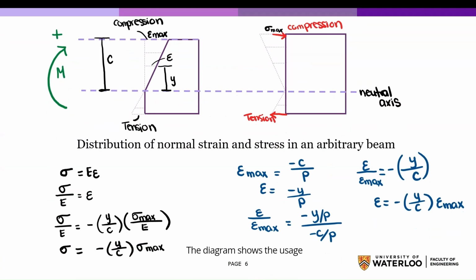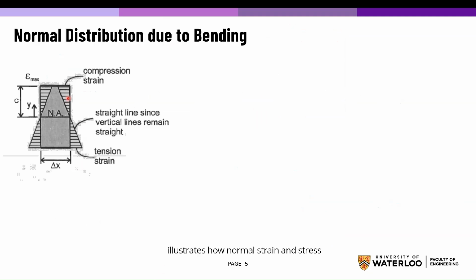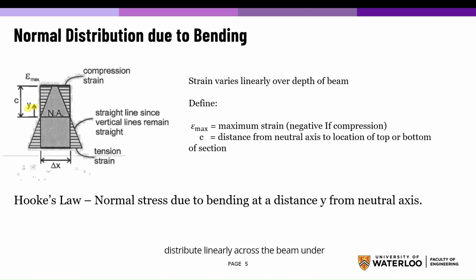So the diagram shows the usage of Hooke's law. Stress is proportional to strain, which varies linearly with distance y from the neutral axis. Following the equation, stress is equal to negative y divided by c times stress max, where c is the maximum distance from the neutral axis. The diagram illustrates how normal strain and stress distribute linearly across a beam under bending.